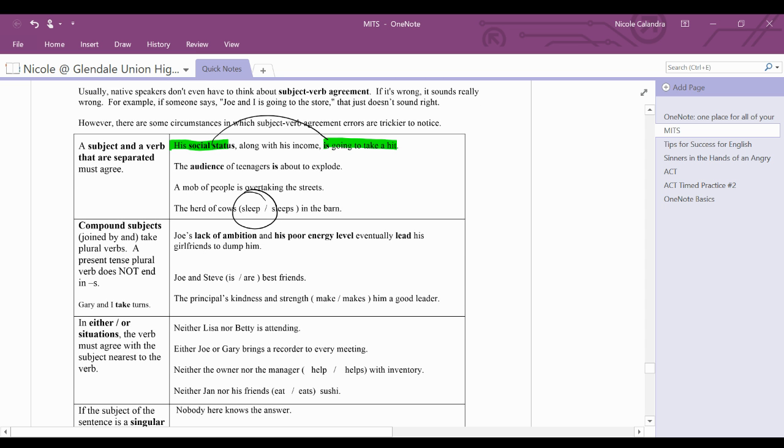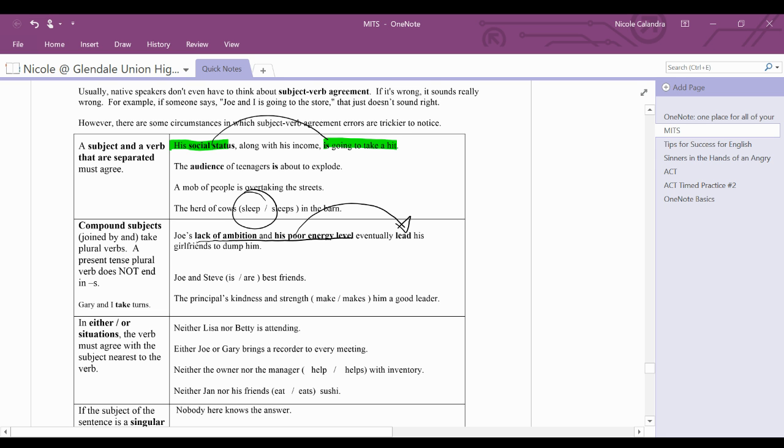Compound subject. So a compound subject is when it's joined by and. Those take on a plural verb. So let's look at this example. Joe's lack of ambition and his poor energy level, so that's your compound subject, eventually lead his girlfriends to dump him. Okay, so that's got to agree with that.